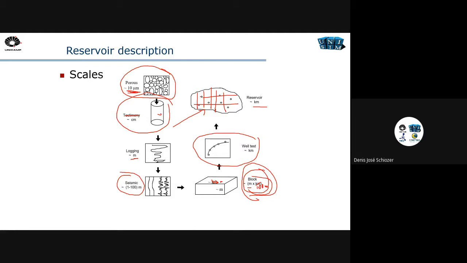I'm going to show you some examples. An example, very, very simple, for example, here. Let's assume that we are displacing water, displacing oil here.